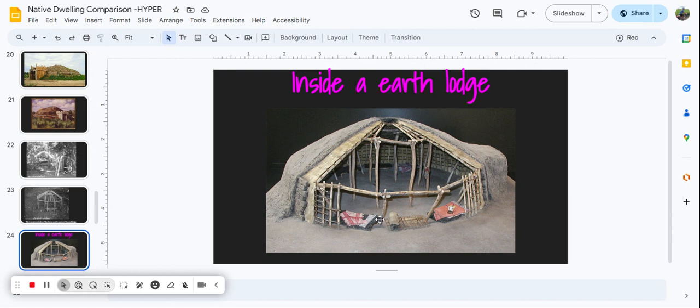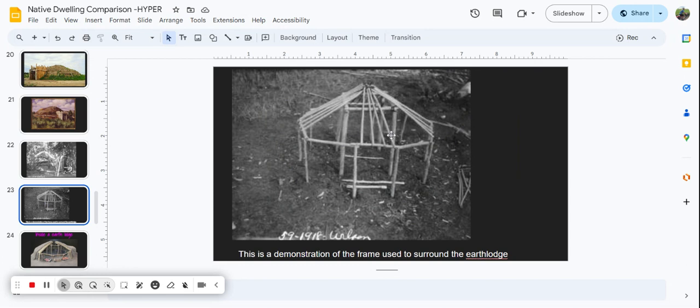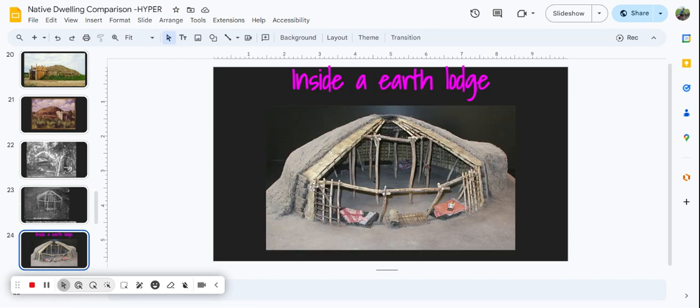And here's a cutout of what's inside of an earth lodge. So you'll see people are living around it, and then there's that frame. 1, 2, 3, 4. 1, 2, 3, 4, 5, 6, 7, 8. This one's going to be a lot bigger than the model, right? And then you'll see what it's comprised of.